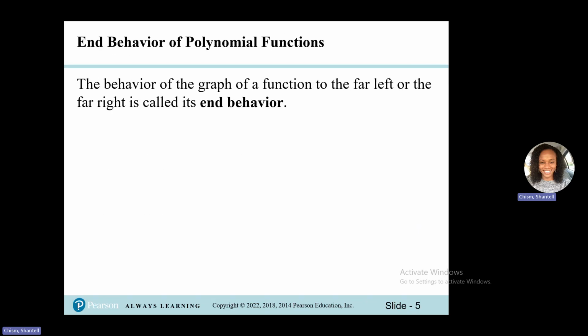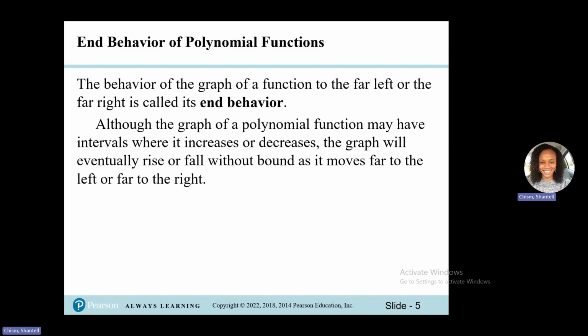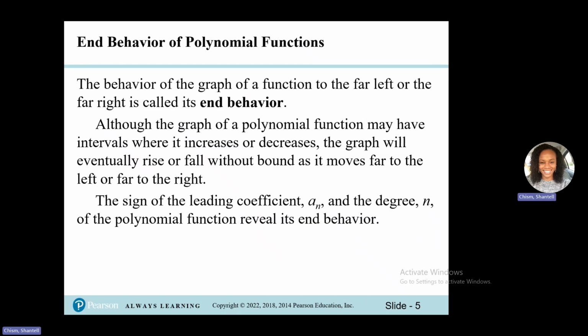The end behavior is one of the first things we'll look at in the problems, one of the first couple. The end behavior is what the graph of the function is doing as we look at it from the far left and far right. Although the graph of a polynomial function may have intervals where it increases or decreases, the graph will eventually either rise or fall without bound as we move far to the left or far to the right.